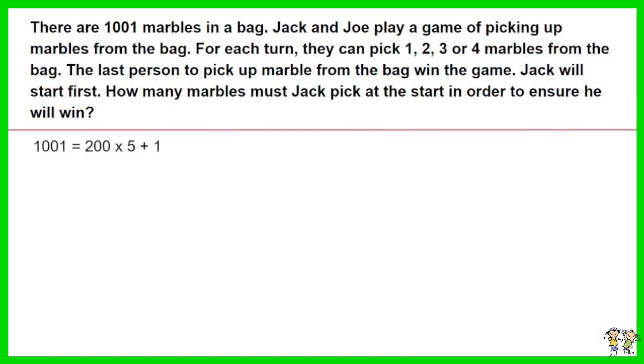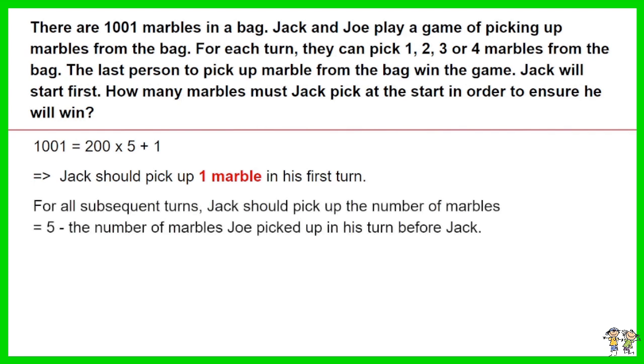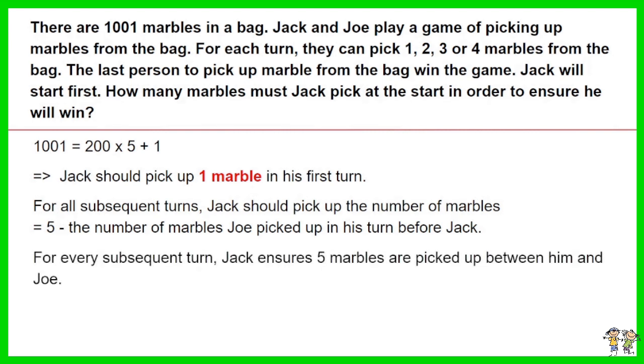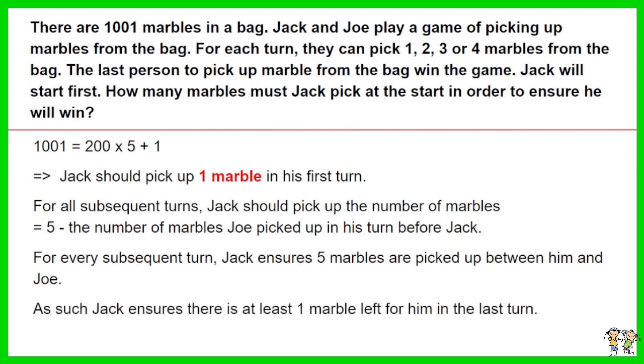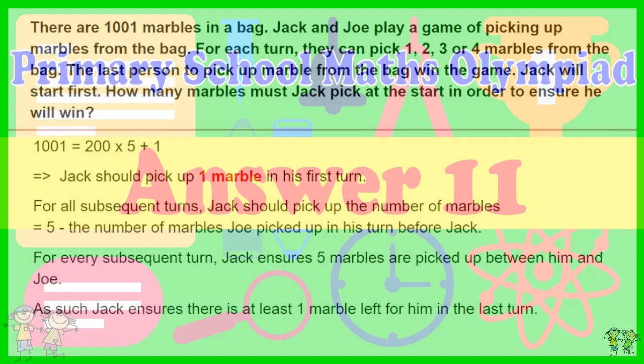1001 equals 200 times 5 plus 1. As such, Jack should pick up one marble in his first turn to ensure he wins the game. For all subsequent turns, Jack should pick up the number of marbles equal to 5 minus the number of marbles Joe picked up in his turn before Jack. Thus, for every subsequent turn, Jack ensures 5 marbles are picked up between him and Joe. As a result, Jack ensures there is at least one marble left for him in the last turn.